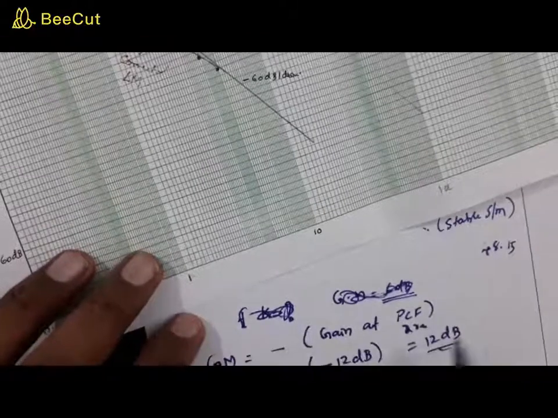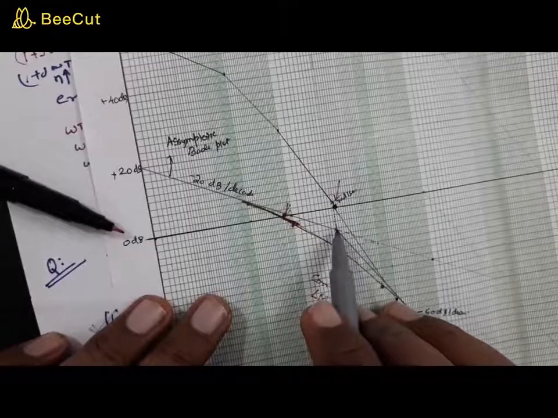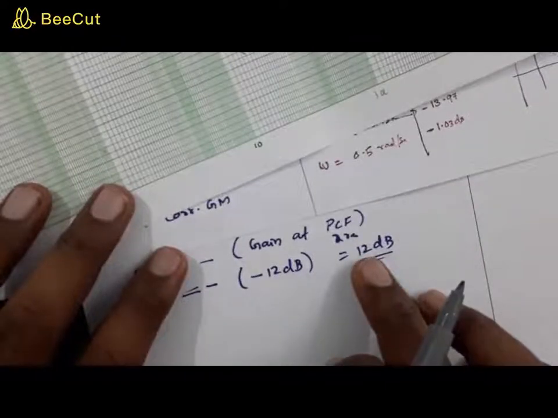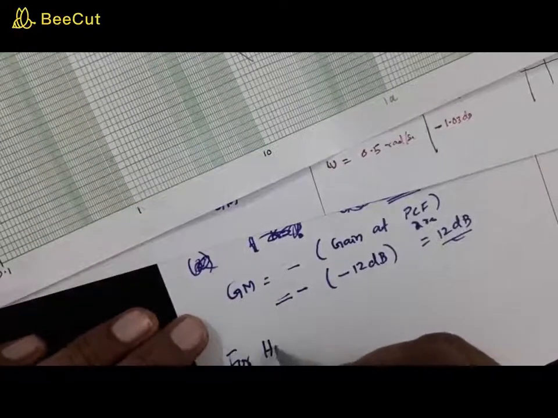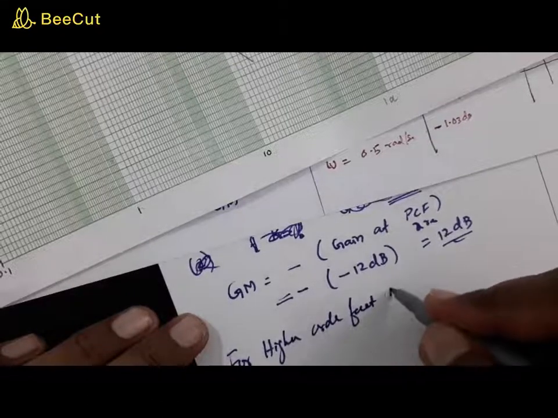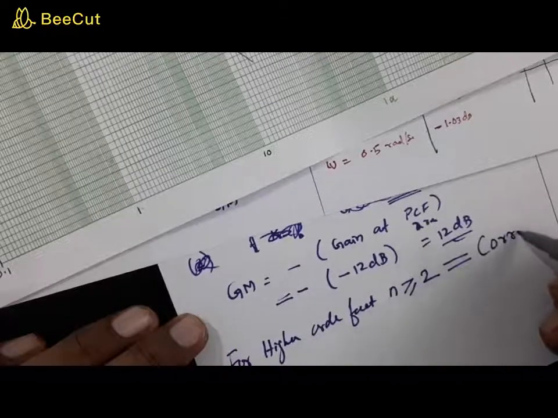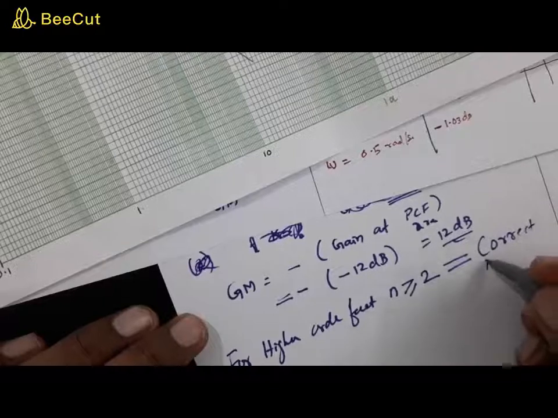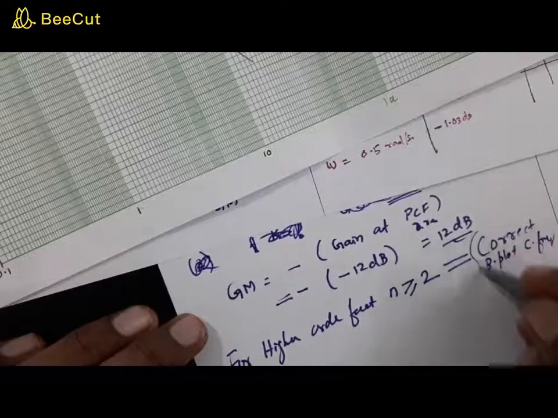So look at this. Instead of this, if you are using the asymptotic plot, you would have got this as 6 dB, which is 1/2 of the original gain margin. Okay, hope you understood. That is the importance of correcting the graph. So make it a point that for higher order factors, that is for n greater than or equal to 2, correct the asymptotic Bode plot at the corner frequencies. This is very, very, very important.